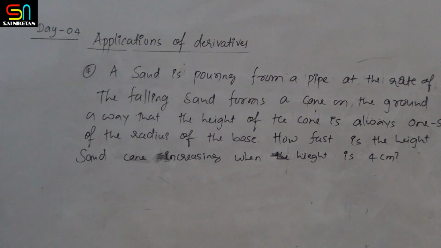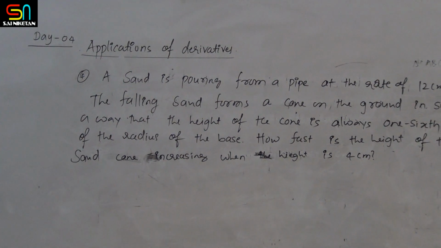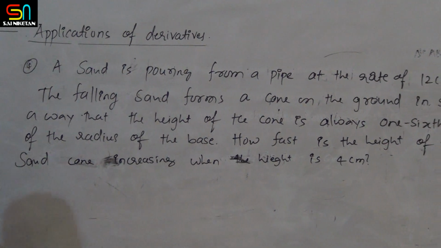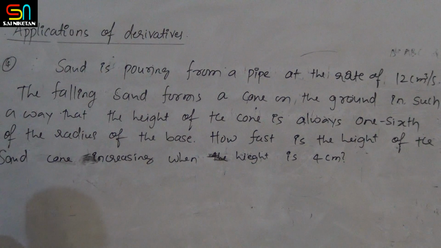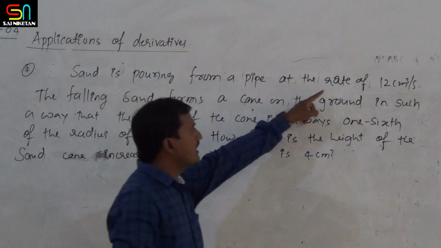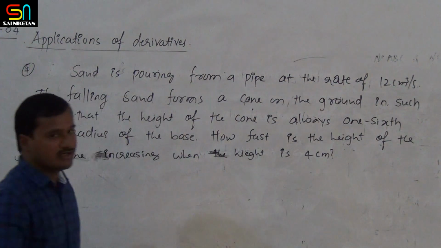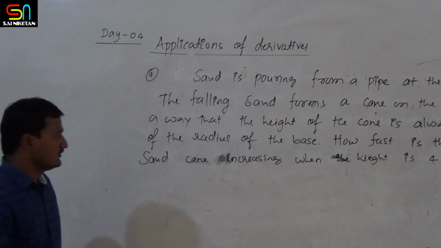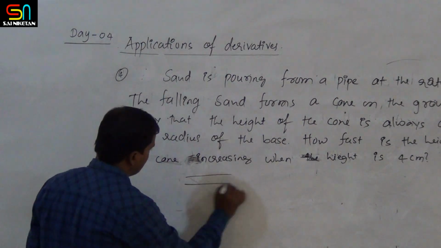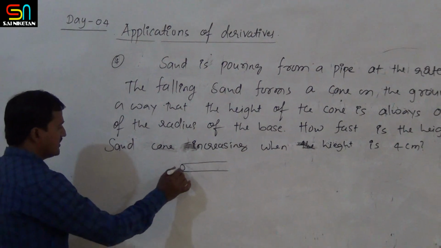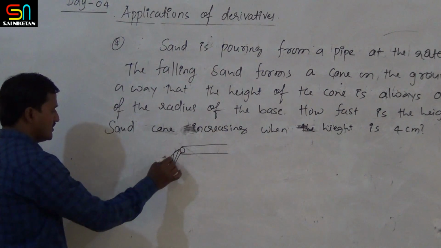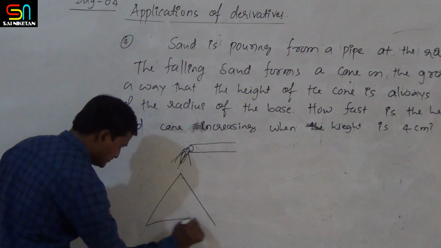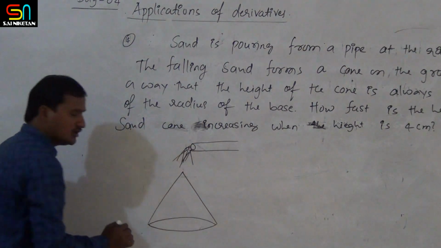So before solving this one, we should read the question carefully. Right? Here, sand is pouring from a pipe at the rate of 12 cubic centimeter per second. So this is a question related to a cone. Just imagine, suppose here it is a pipe. From this point they are pouring sand. So this sand always forms a cone on the ground.